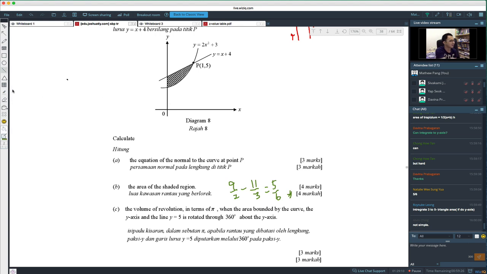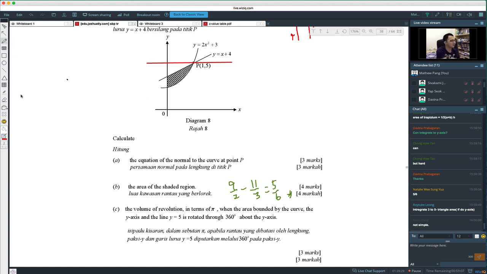Y equals 5 will be the straight line which is parallel to the x-axis. Okay, this is y equals 5. I will need to adjust a bit. Sorry, it's passing through the point 5. Okay, so this line is y equals 5. I'm going to label it y equals 5.